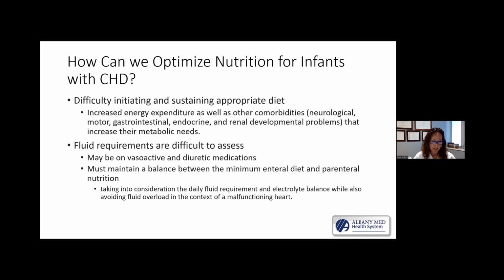So newborns with these abnormalities have difficulty initiating and sustaining an efficient enteral diet, both due to a waste of energy and to neurological, motor, gastrointestinal, endocrine, and renal developmental problems. And these all increase their metabolic needs. So we also want to make sure that for assessing their fluid requirements, which can be difficult, we're looking at all the contributors to their fluid status. So it might be based on what medications, like vasoactive medications or diuretic medications, that they're on. And we want to make sure we maintain an appropriate balance between the enteral diet that they're taking, and the parenteral nutrition that they're receiving through IV.